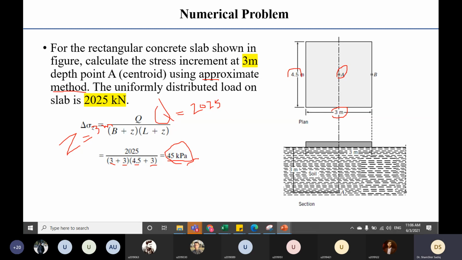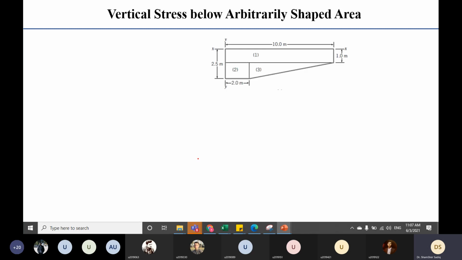It's very simple, so I assume that every one of you is able to understand. Now suppose you don't have rectangular shape, you don't have circular shape, but you have a shape like this. This is the plan of the footing or the foundation. When you see from top, it is like this. So you can see there is one rectangle, another triangle. So this is something we can call not a regular shaped area.